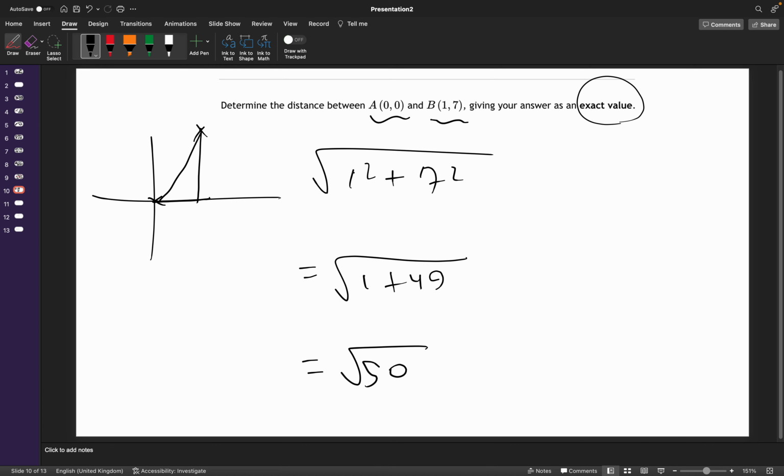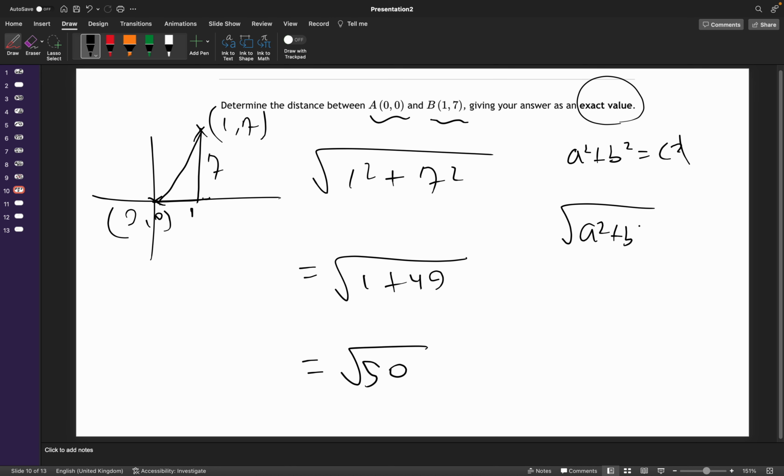Let me just explain the theory behind this. If you have A as 0, 0, B as 1, 7, well, the distance from 0 to 1 is 1, right? 0 to 7 is 7, and it's basically a squared plus b squared equals c squared, but we're just getting rid of the squared here, so it's going to be a squared plus b squared equals c. That's why we're doing this. That's where this equation comes from. You can just do this using Pythagoras if you want to, but this is much faster. Once you understand this, you can pretty much answer any question.